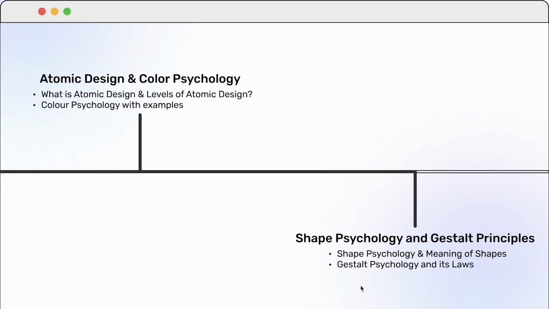After learning these, we will move on to the next section where we will learn about shape psychology and Gestalt principles. In this section, we will understand how using different shapes can evoke specific emotions and psychological responses from users. These principles are crucial for designers to optimize user experience and convey messages effectively through the design.